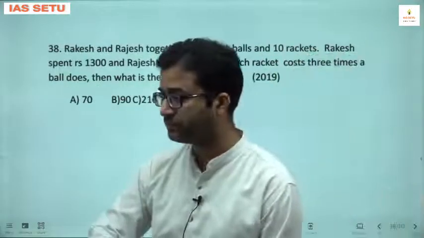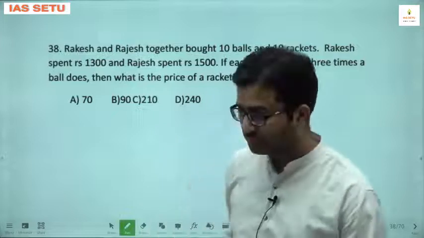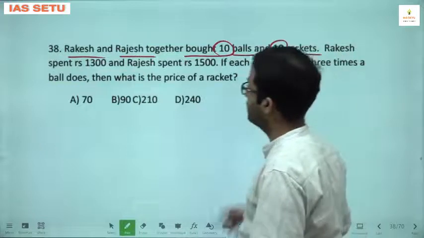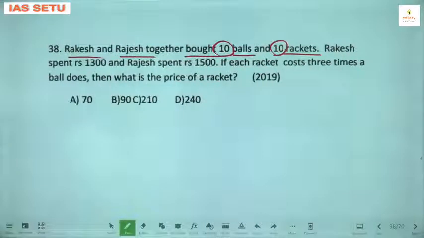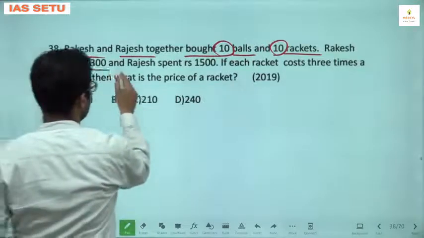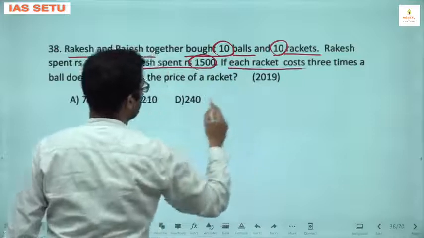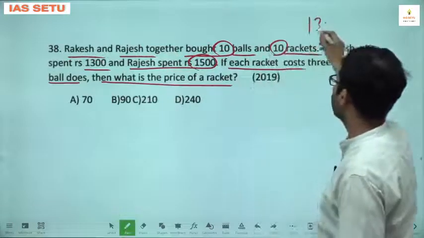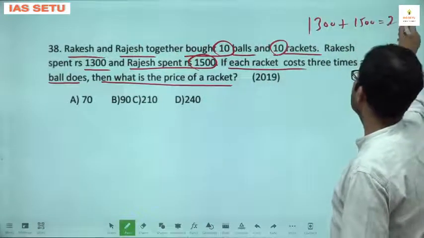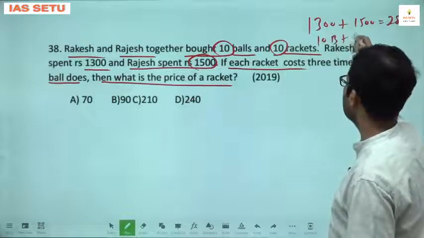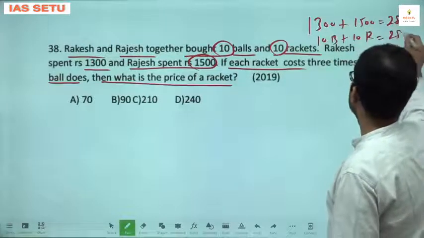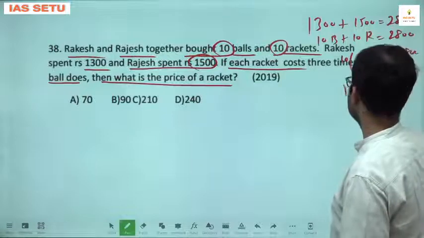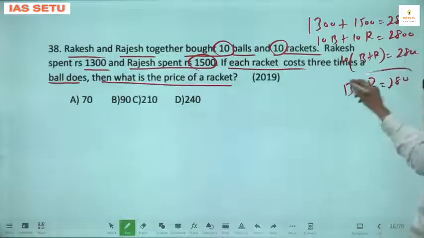Question number 38. Rakesh and Rajesh together bought 10 balls and 10 rackets. Rakesh spent rupees 1300. Rajesh spent rupees 1500. If each racket costs 3 times a ball, then what is the price of the racket? So the total amount they have is 1300 plus 1500, 2800. In that they got 10 balls, 10 rackets. Take 10 common, ball plus racket, 2800. Take 10 to the other side, 1 ball plus 1 racket costs you 280.